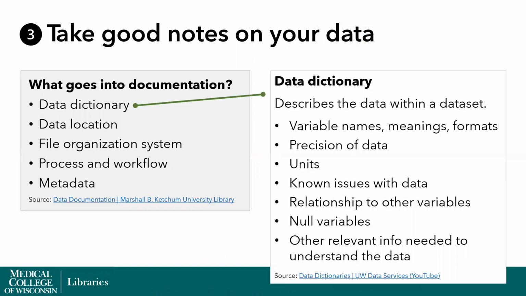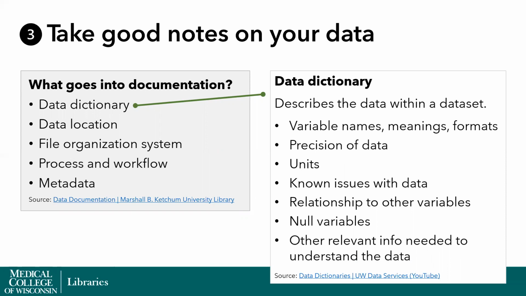The first component is creating a data dictionary. In the vignette we saw, the one researcher had questions on what SAM1 and SAM2 and SAM3 and 4 meant in the Excel spreadsheet. Well, a data dictionary would have come in handy. The best example I can think of is Excel files where you have columns of information, and your data dictionary should describe the contents of each column. Here are some of the things that you might document in that dictionary.